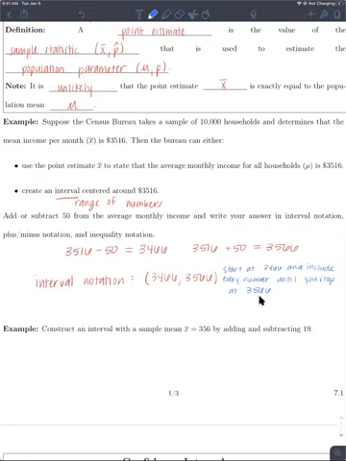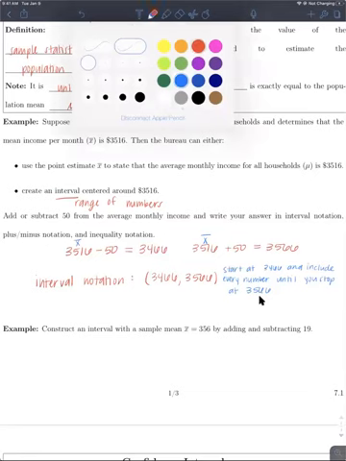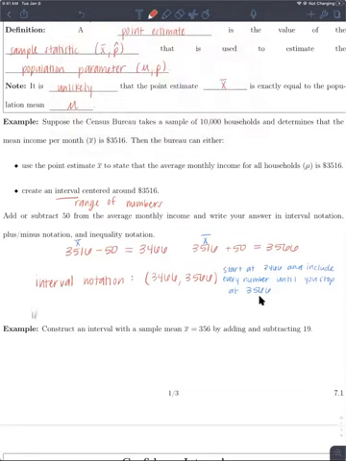Okay, so remember that this value here, this 3516, was my value of X bar, and I'm using that to estimate mu. And so my inequality notation, do you guys remember the inequality notation when we were doing this?